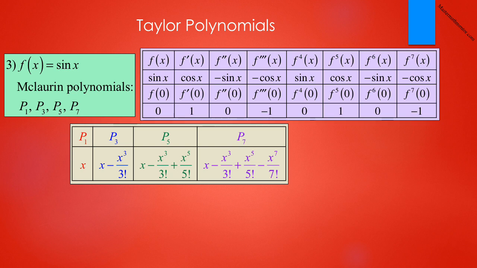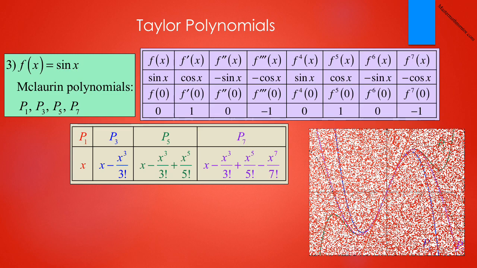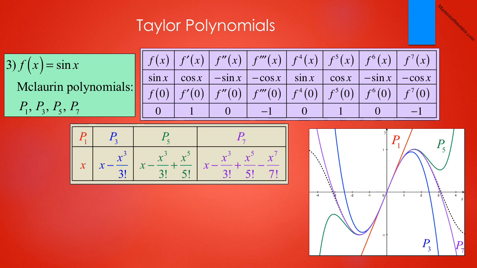There is no 6th degree Taylor polynomial, so we now move to the 7th and we get x minus x cubed over 3 factorial plus x to the fifth over 5 factorial minus x to the 7th over 7 factorial. Hopefully you can begin to see the pattern. We now show the graph of our sine function in a dotted black curve, and P1 in red, P3 in blue, P5 in green, and P7 in purple.